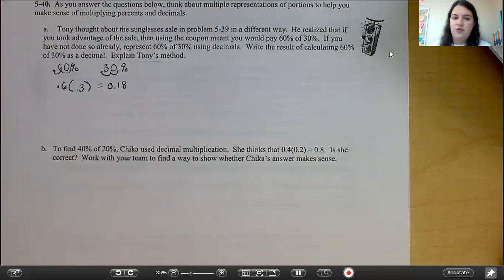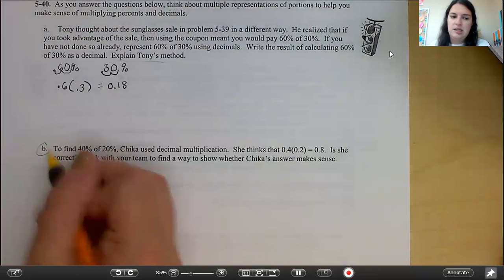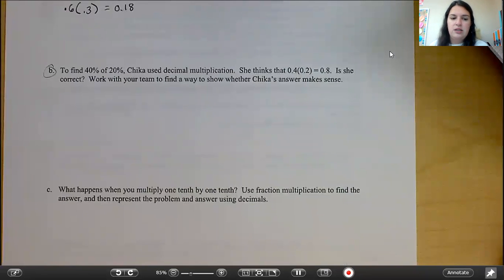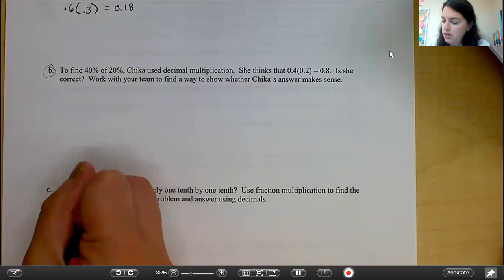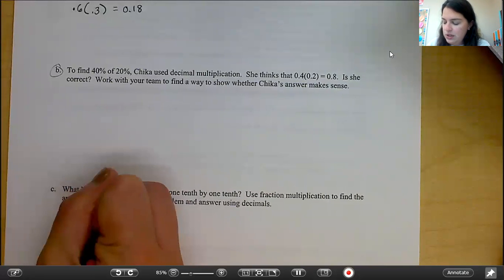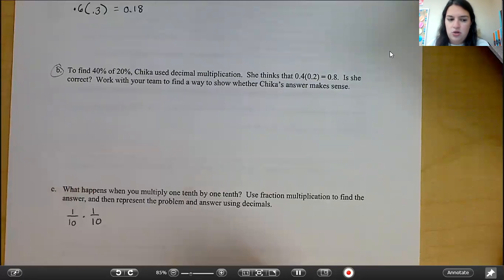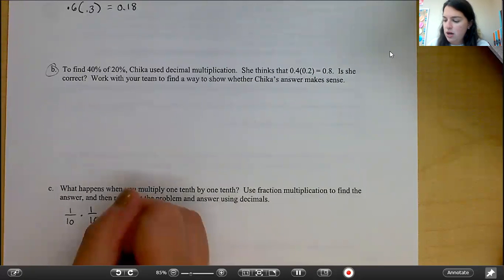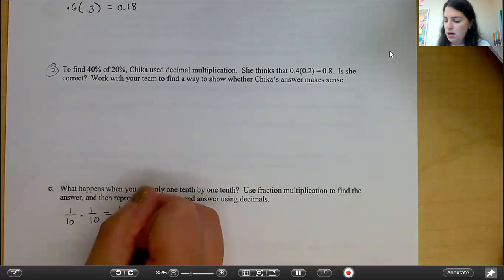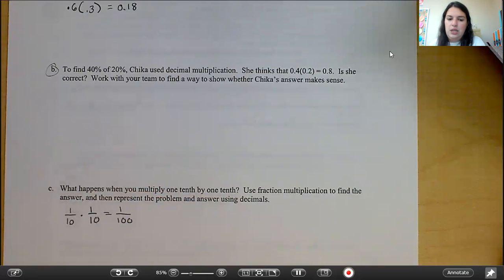Okay, if you're back with me, you've answered part B, and we're going to save that to discuss in class. Moving down to C, what happens when you multiply 1/10 by 1/10? Use fraction multiplication to find the answer and then represent the problem using decimals. So we have 1/10 times 1/10. So fraction multiplication, we're just multiplying across. 1 times 1 is 1. 10 times 10 is 100. But now we need to represent decimals and find the answer using decimals.